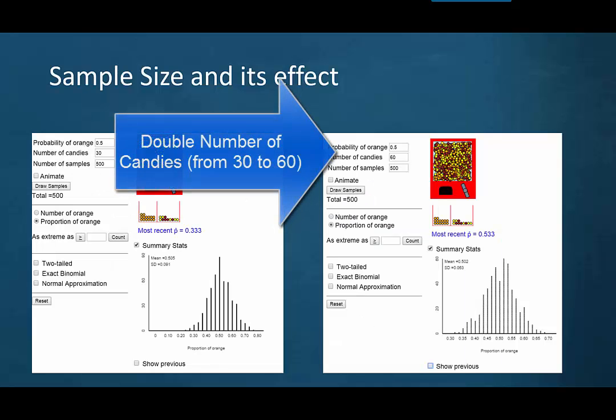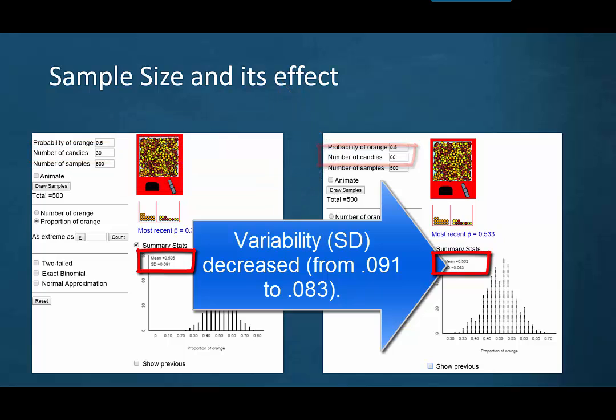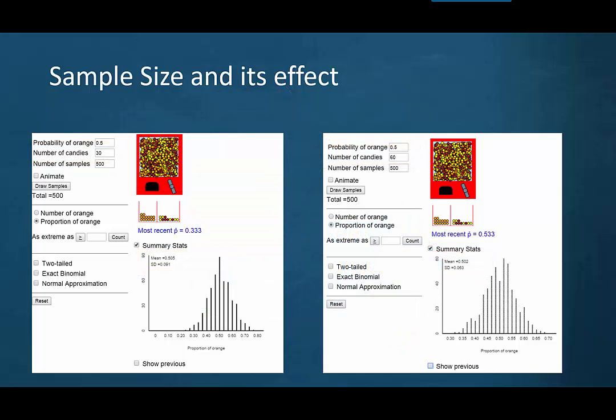We also saw that as we increased the number of candies, we decreased the variability, that is, the standard deviation. We also saw that the shape was very close to normal if the number of candies wasn't too small, nor was the probability too small or too large. More on this in a moment.